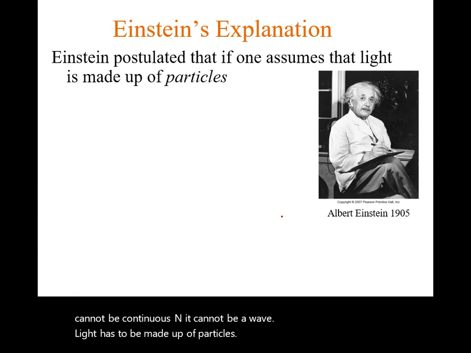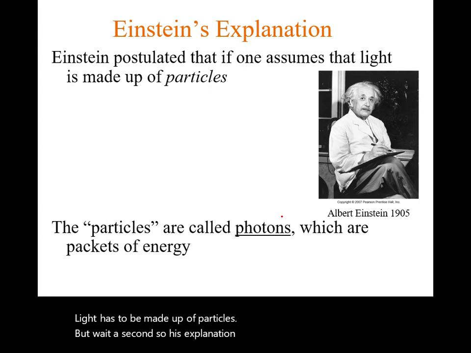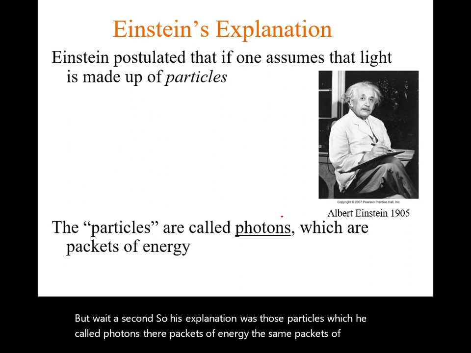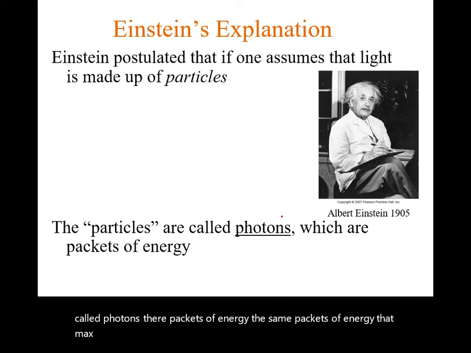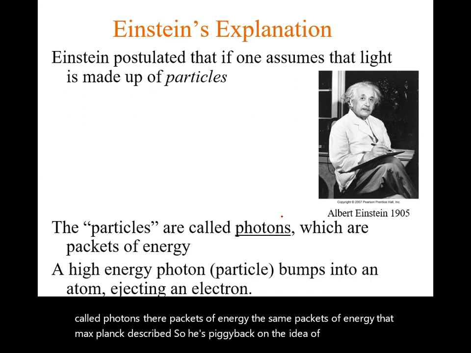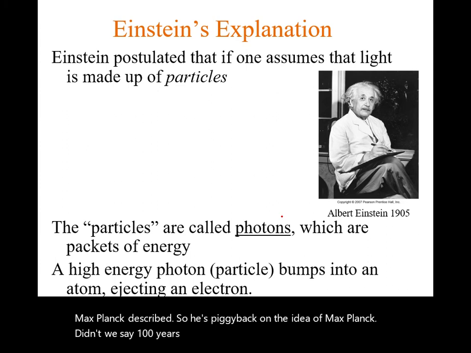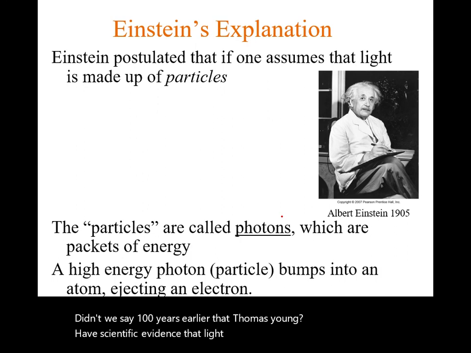But wait a second. So his explanation was those particles, which he called photons, are packets of energy, the same packets of energy that Max Planck described. So he's piggybacking on the idea of Max Planck. And so when a high energy photon bumps into an atom, it will transfer its energy to the electron and the electron can be ejected. But wait a second. Didn't we say 100 years earlier that Thomas Young had scientific evidence that light is a wave? So how could Einstein propose that light is a flow of particles?